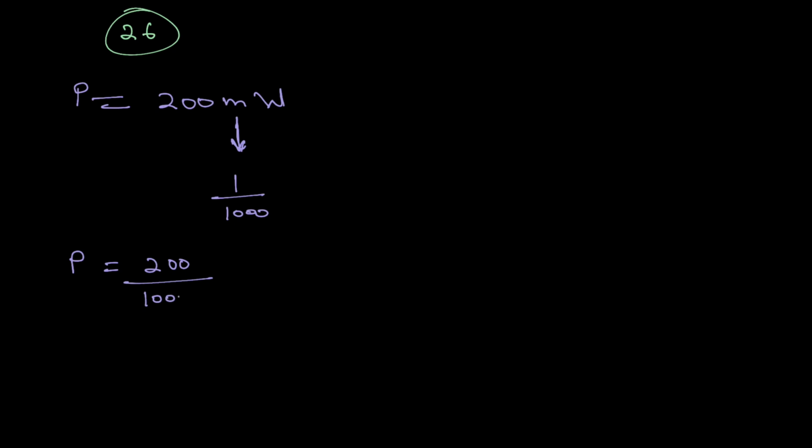So 26, what is the time taken for the battery to discharge completely? So we need to find the time taken for the battery to discharge completely. But we have the power here. P is 200 milliwatt. The milli here is basically 1 over 1,000. So we can rewrite the power as 200 over 1,000 watts, and that will be 0.2 watts. Okay, so we know the voltage here is 3.7 volts.